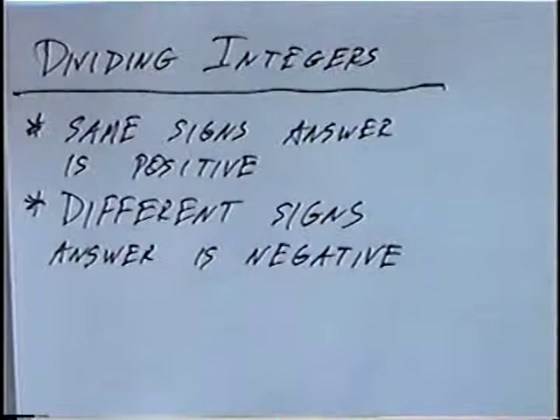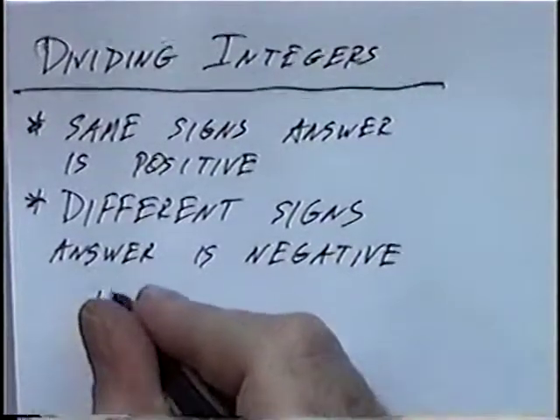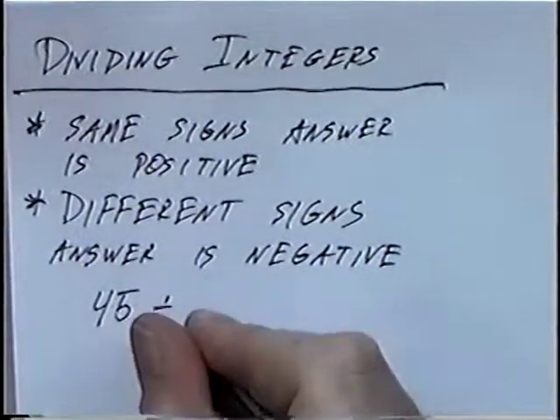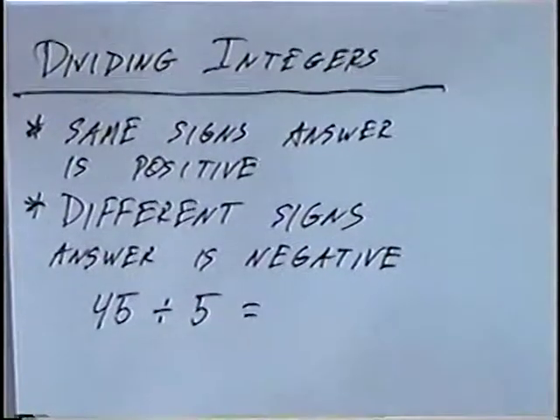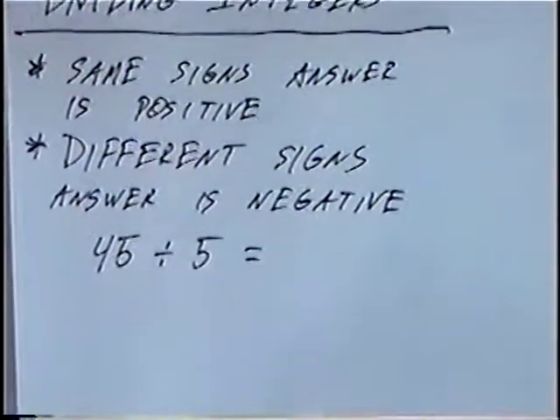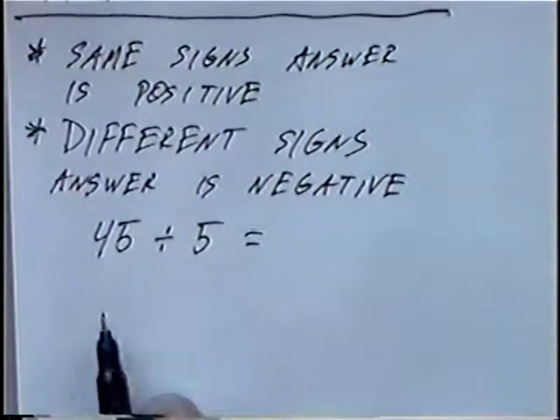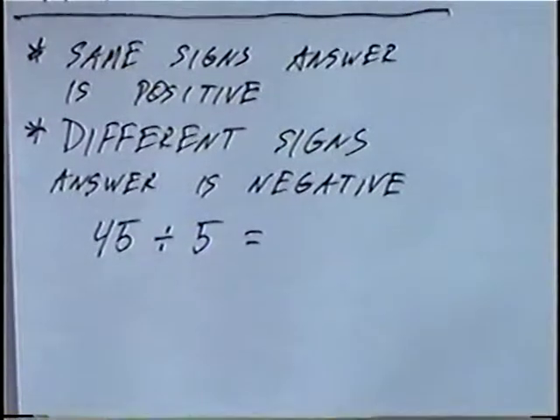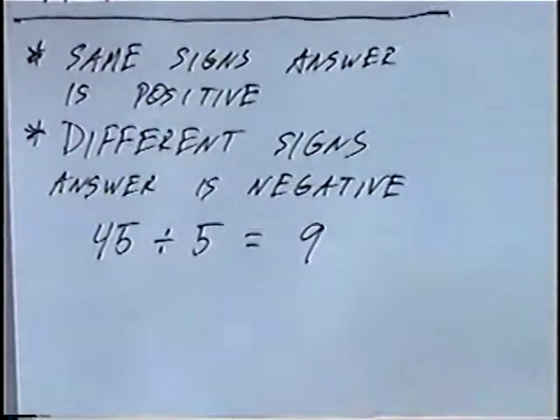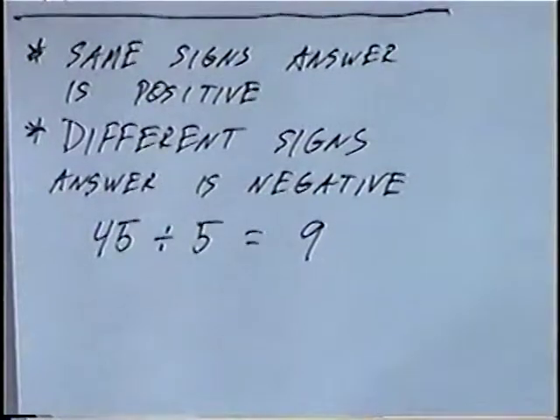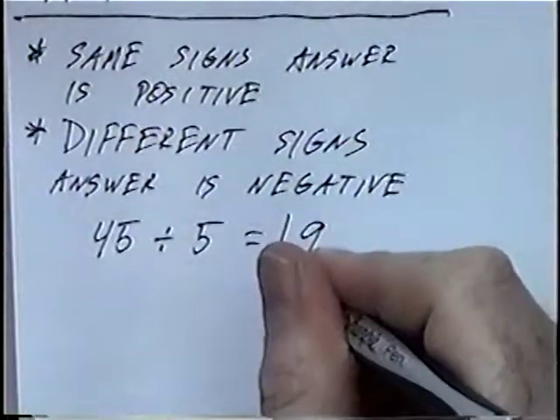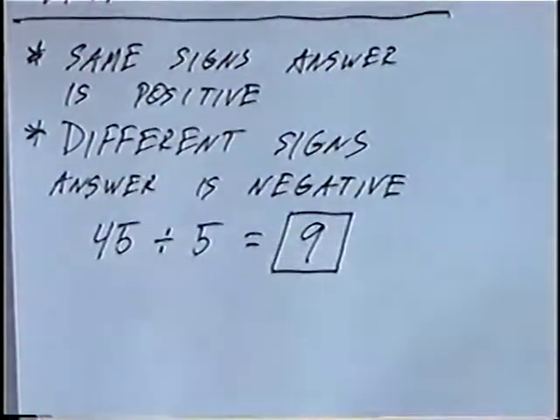First question for this section, 45 divided by 5. Divided by 5 would be 9. Both numbers are positive, so the same sign means the answer is positive or positive 9.